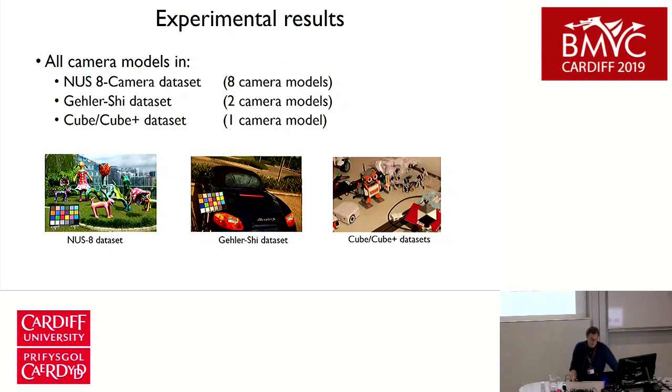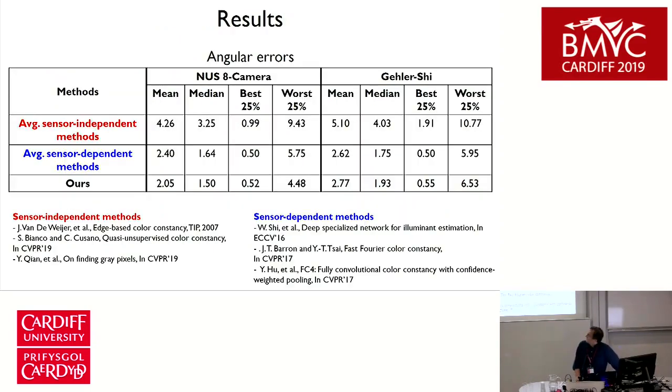There are 3 major data sets: the NUS8, the Gehler-Shi, and the Cube data set. The way Mahmoud did this was he would train the whole network and leave one of the cameras out, and then test on that camera. So that means the network hasn't even been trained on that particular camera. And these are the results that he gets. Now, I don't have enough space on my slides to show you all the methods he compared against, so I'm just highlighting the more recent ones. But this average, let me use my mouse here.